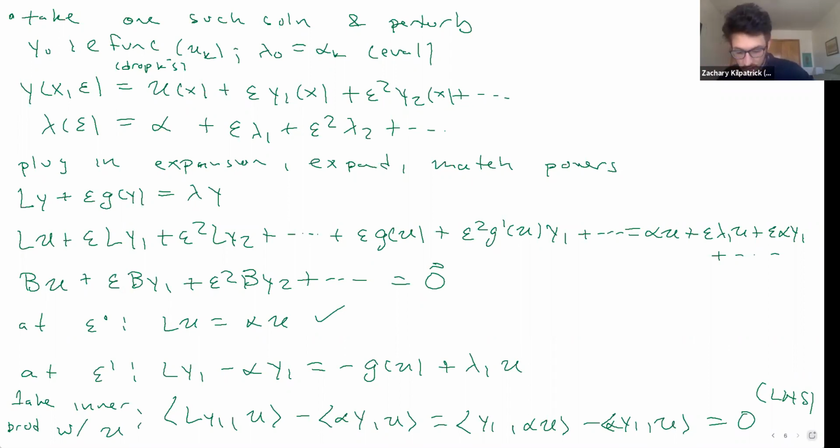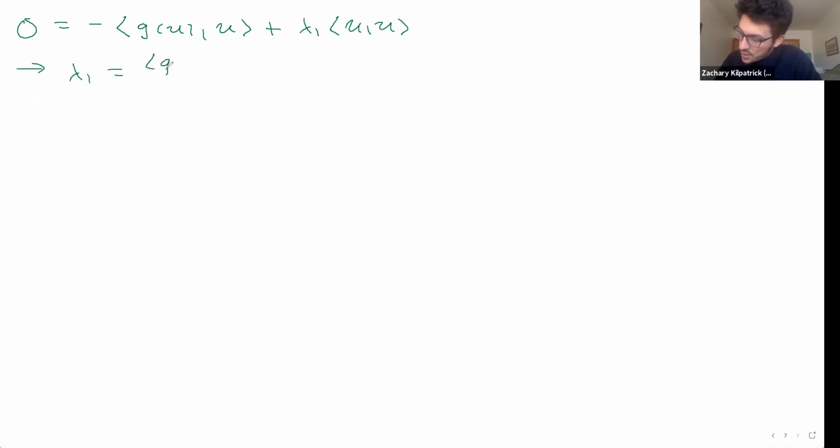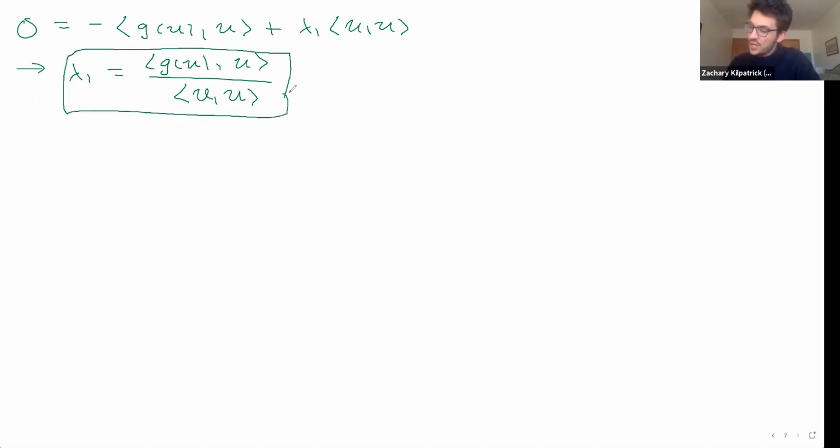So I'm almost done here. I'll wrap it up and then we'll be done for the day, okay? So the last little bit then is that 0 is equal to minus (g of u, u) plus lambda 1 (u, u). Work this out, we get lambda 1 equals (g of u, u) divided by (u, u), so just the norm of u squared. So we have our eigenvalue correction. And again, it's sort of the projection of g of u along the u direction, in terms of functions.